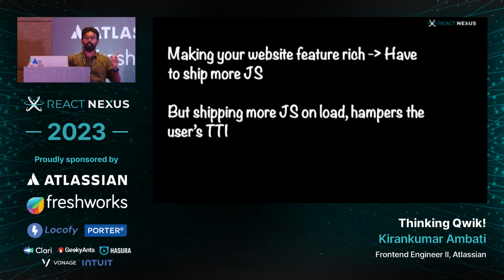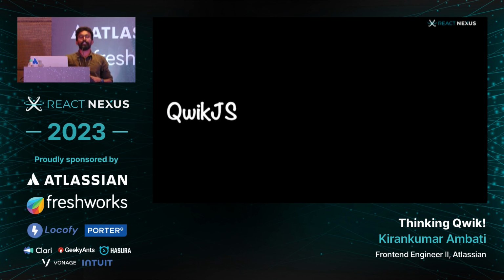And one more thing: recently, websites have become more feature-rich. But the more features you add to your website, the more JS you are going to ship. The problem with that is, the more JS you ship, the more time it takes for the website to become interactive. So the TTI is going to increase. We are landing in a paradox, wherein we need more features, but we need them in less time. So how do we solve that?